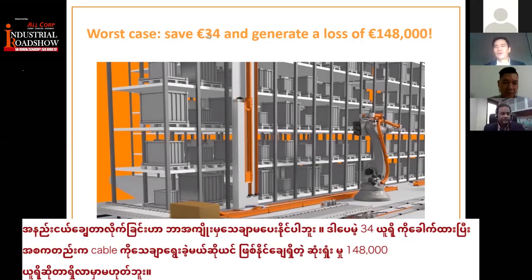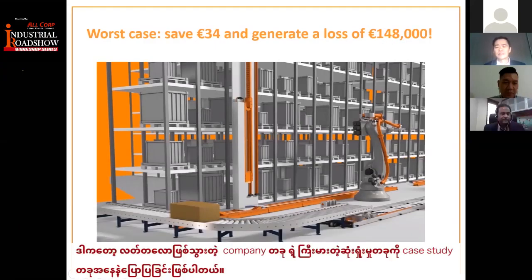If you had initially looked into a proper selection and just forgotten about saving €34, you would not have the potential loss in the future. And this is a case study. It's quite recent and it impacted the company very drastically.